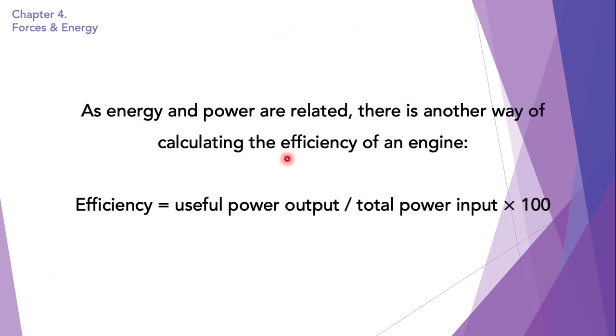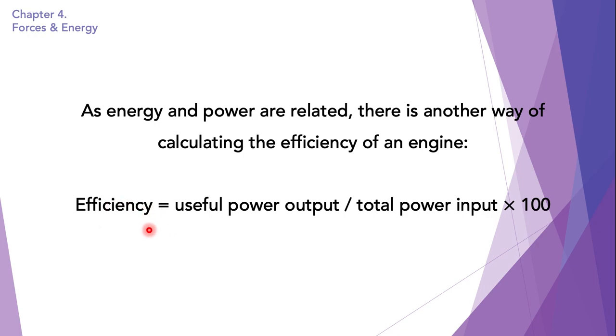As energy and power are related, there is another way of calculating the efficiency of an engine. Efficiency can be calculated using this formula, which is useful power output divided by total power input. In this formula, we are writing useful power output, not energy output or work done. When we divide these two and then multiply by 100, we get the efficiency of the engine. So this was another formula we used to find the efficiency of a device.